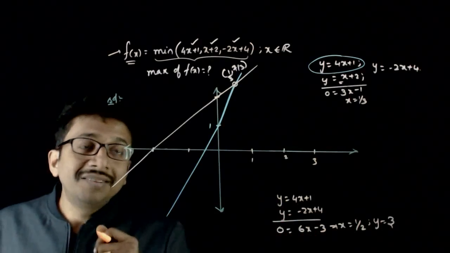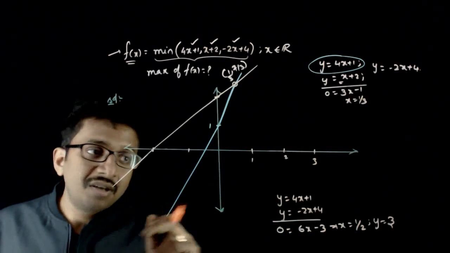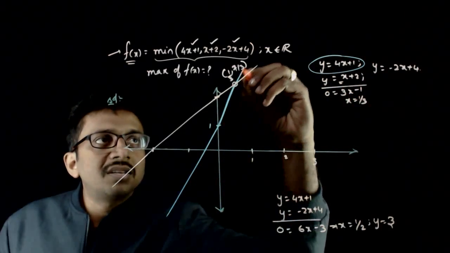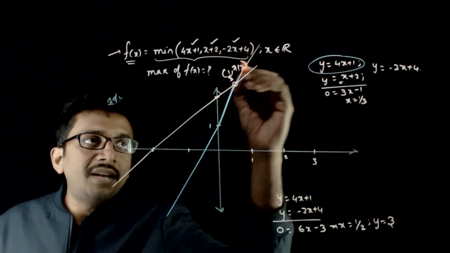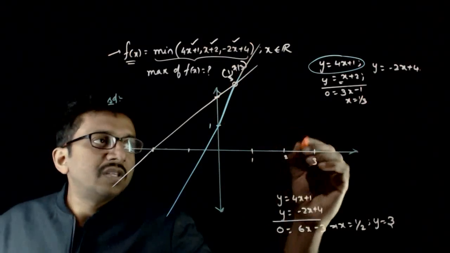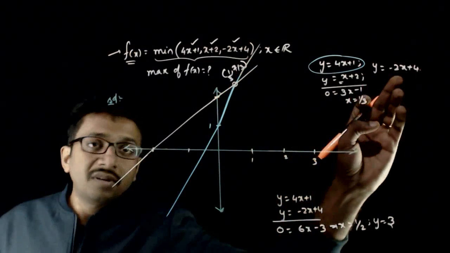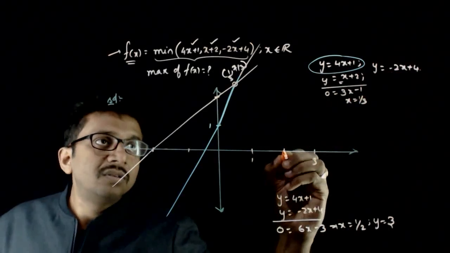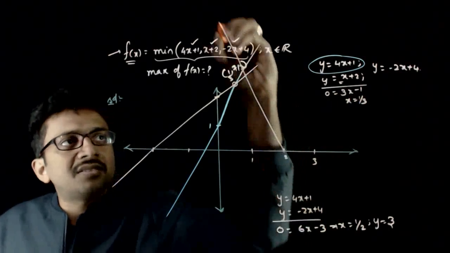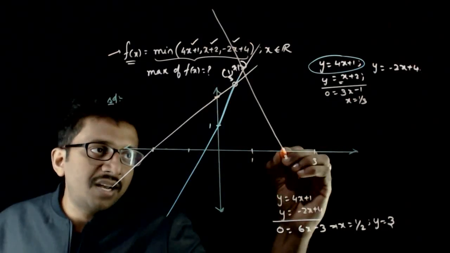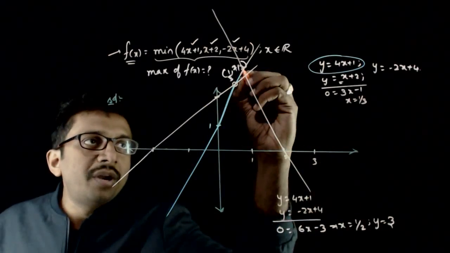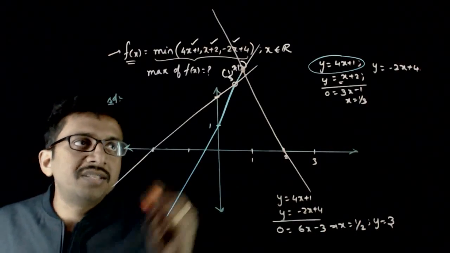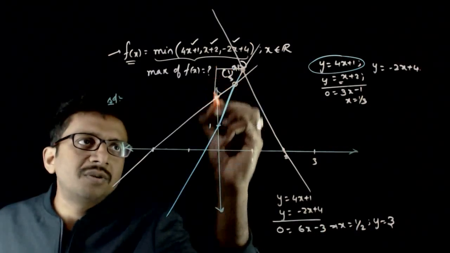So (1/2, 3) is the point of intersection of the first curve and this curve. That is, this curve is extended, and if you draw this curve, the x-intercept of this curve meets the x-axis at x equal to 2. So the graph looks something like this. This is the straight line that you have. And this point is nothing but (1/2, 3).